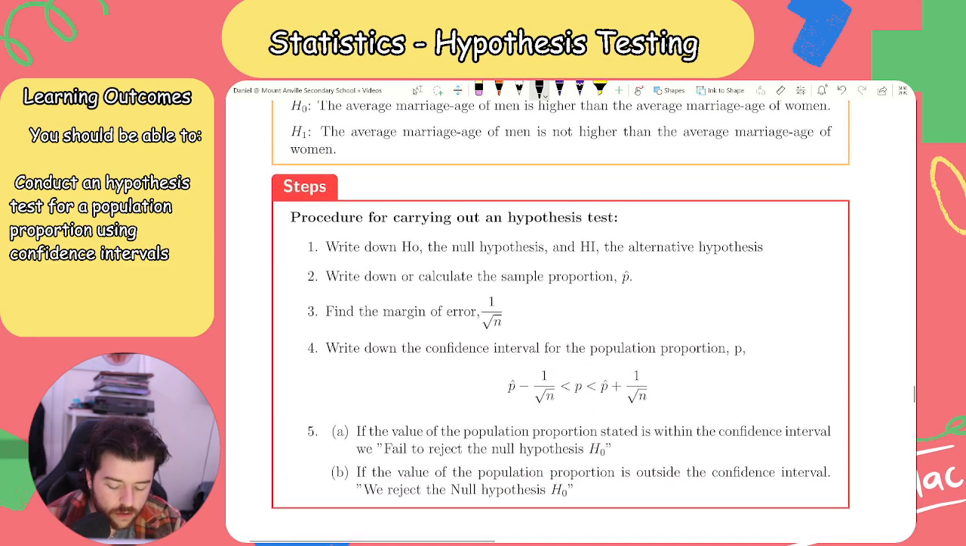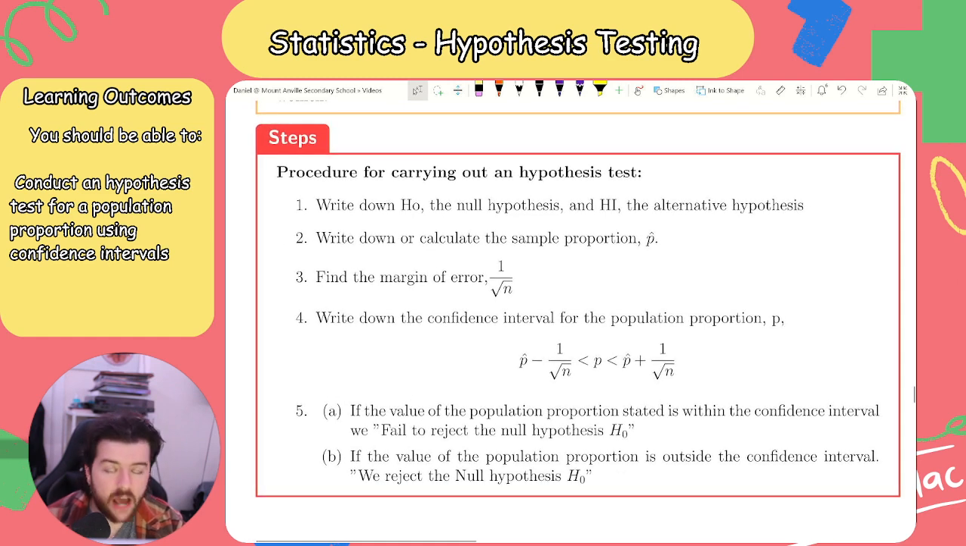So, how do we conduct a hypothesis test? How can we test such claims? We have to follow these steps, and this continues on from the last video. Step 1, write down H0, the null hypothesis, and H1, the alternate hypothesis. Step 2, we write down or calculate our sample proportion. Step 3, we find our margin of error, 1 over root n, where n is my sample size. Then we write down the confidence interval for the population proportion P.